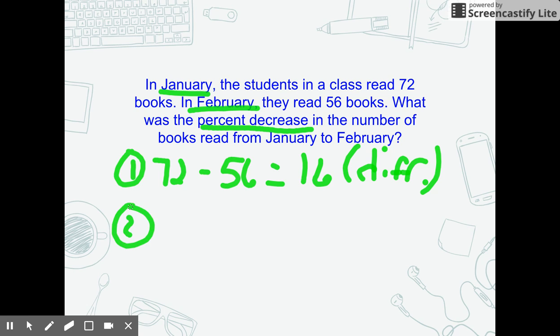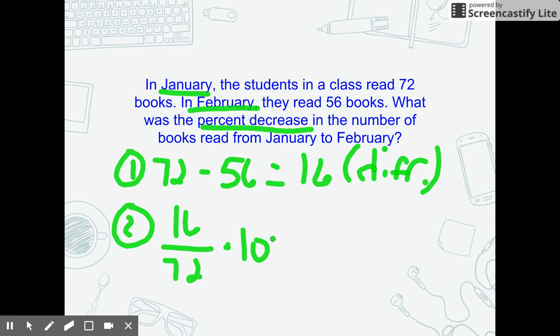So step 2 is you set up and solve. So again, you take the difference over the original. Now, this word problem is easy because we're talking about January and February. Well, obviously, January comes first in time. So the original is going to be 72. The other clue that we can use is that word percent decrease, because that tells me that it went down over time. So obviously, that means the original number has to be larger than the newest number, okay?